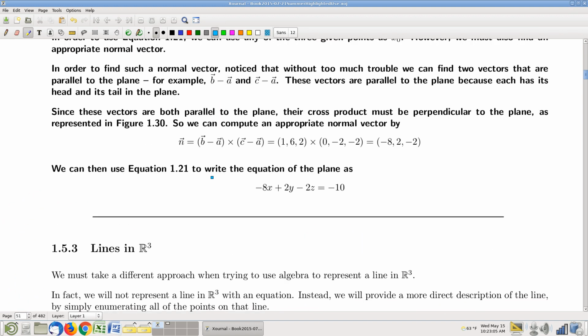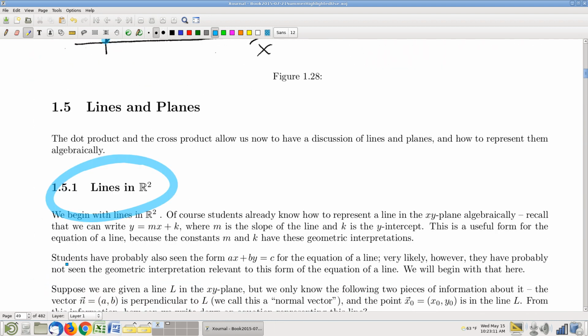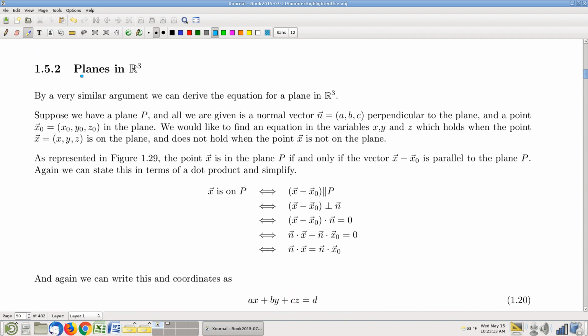Okay, so let's see. We've talked about lines in 2 dimensions. We've talked about planes in 3 dimensions, and they were very analogous. In both cases, notice the object that we were interested in, here a plane, was 1 dimension less than the world that we were thinking about it as sitting inside of. Right? So a 2-dimensional plane inside of a 3-dimensional space, a 1-dimensional line inside of a 2-dimensional XY plane.